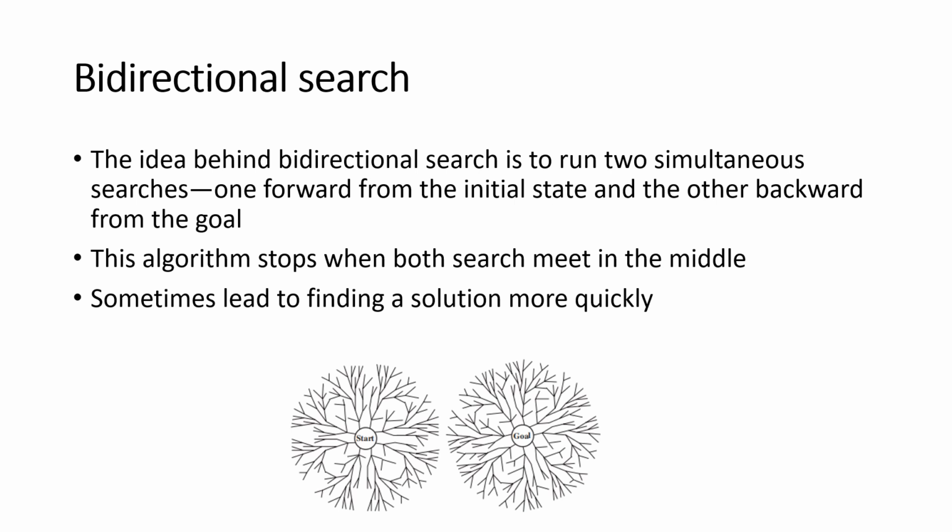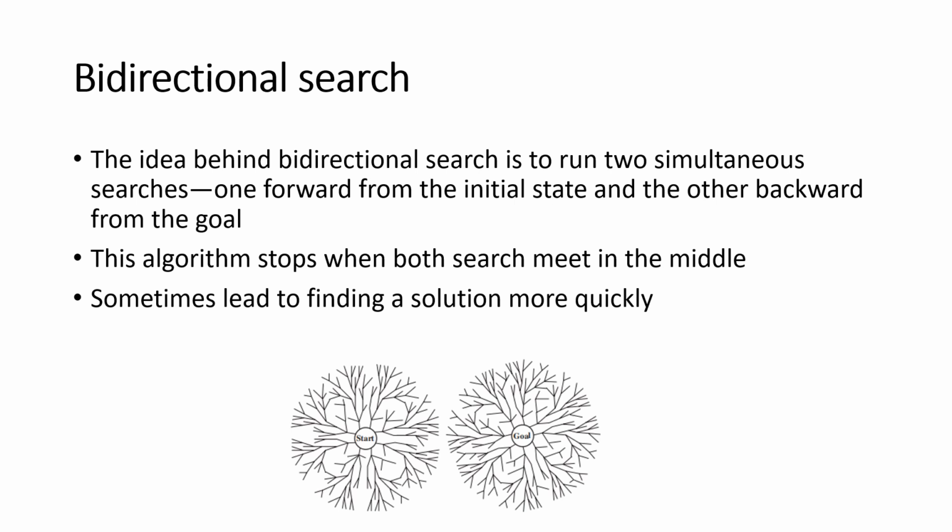So, the idea behind bidirectional search is to run two simultaneous searches. That means one search moves forward from the initial state and the other search moves backward from the goal state. So the algorithm terminates when both searches meet in the middle, forming a complete path from the start node to the goal node.